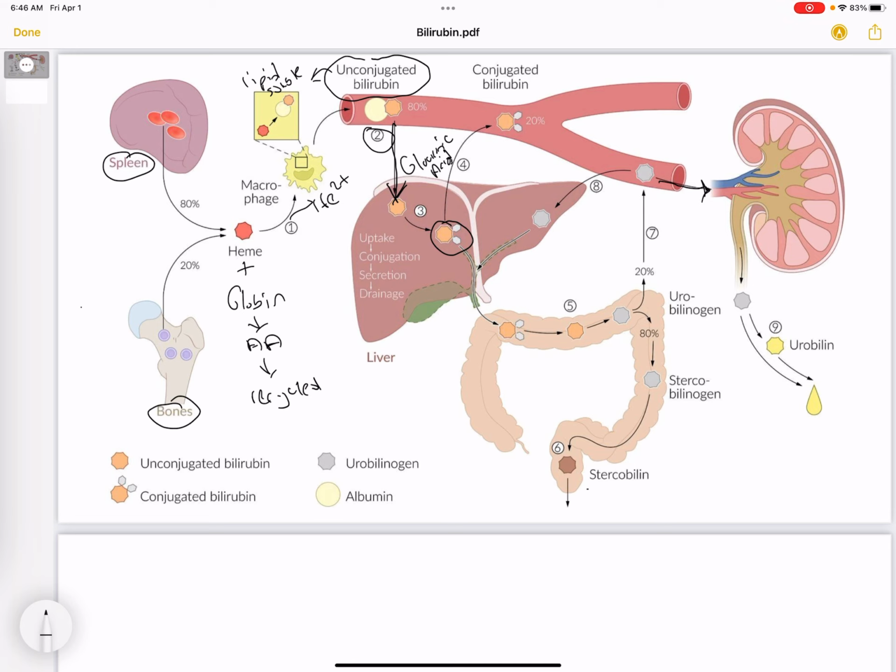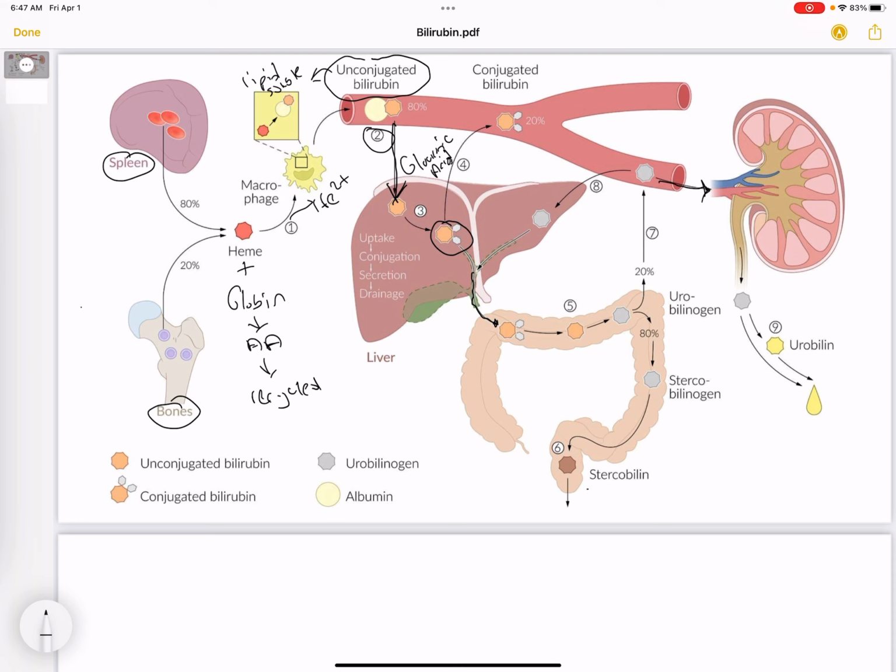Now, conjugated bilirubin can then go back into the bloodstream and then come to the appropriate region of hepatocytes to be released into the small intestine through the common bile duct. So the conjugated bilirubin is going to be released by the common bile duct into the small intestine.